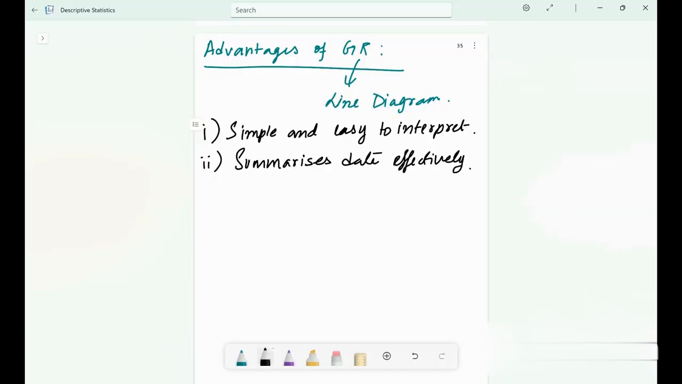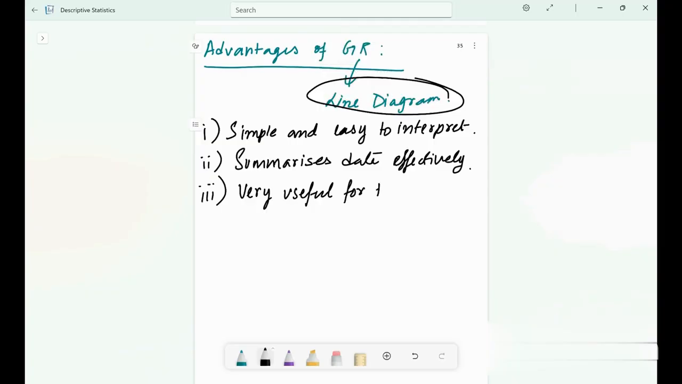All right. Very useful for time series data, right? We're talking about line diagram. Very useful for time series data. And helps in predicting future trends.